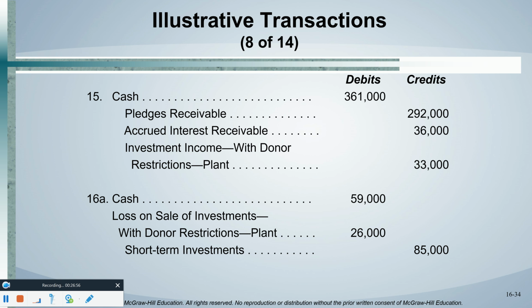Journal entry 15, we're collecting a whole bunch of cash. You can see we're collecting pledges. Remember, pledges are unconditional promises to give. The pledges plus some accrued interest, as well as some more investment income, all collected in cash. Journal entry 16A, it looks like we sold an investment. That's basically what happened, and we sold it at a loss. So there was an investment of $85,000, and it looks like we sold it for $59,000. So we sold it at a loss of $26,000.